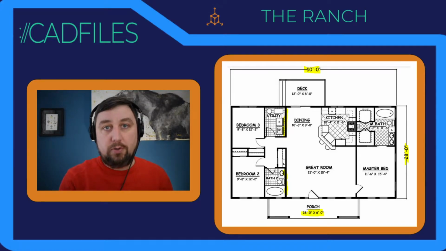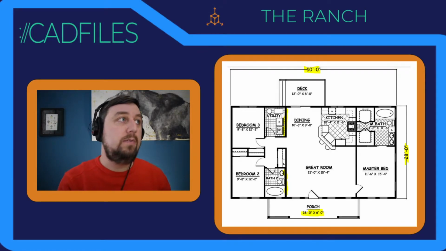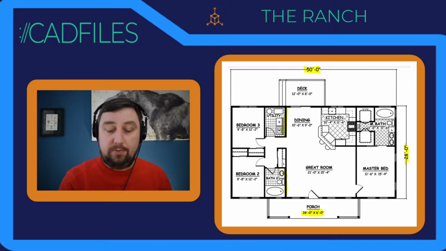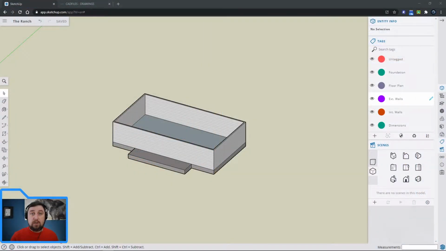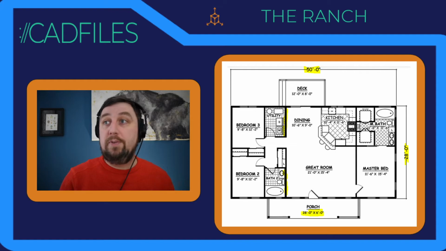And we're back, part 2 of our SketchUp modeling of a floor plan for our ranch. So far we have our foundation and our exterior walls, and now we're going to finish up with our floor plan and draw our interior wall layout.